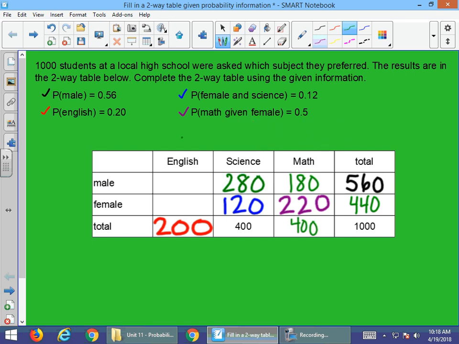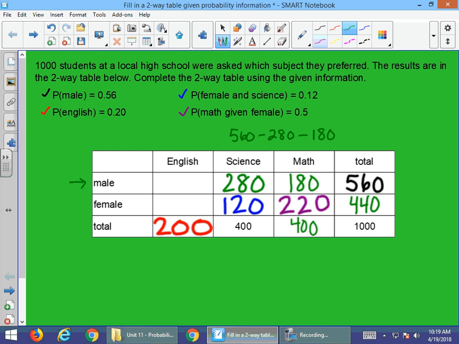All right, if I try this with English, I'm kind of stuck, right? Because I don't know how many males or females. I know it has to add up to 200, but it doesn't mean that it's 100 apiece. So what I'm going to do is look at the row going sideways. I know I need 560 total. I know that 280 preferred science, so I can take those away. I know that 180 preferred math, so I can take those away.